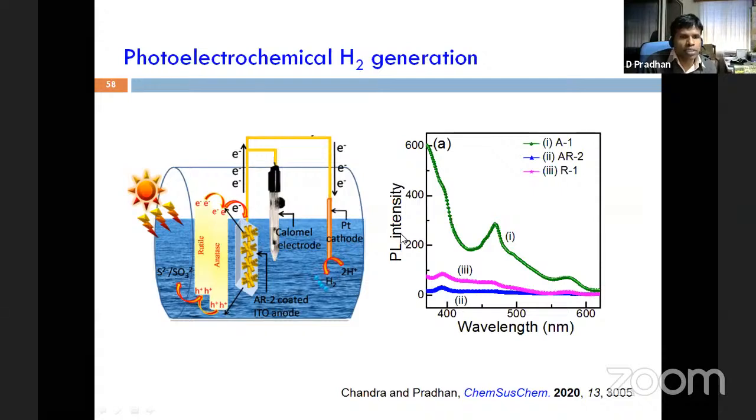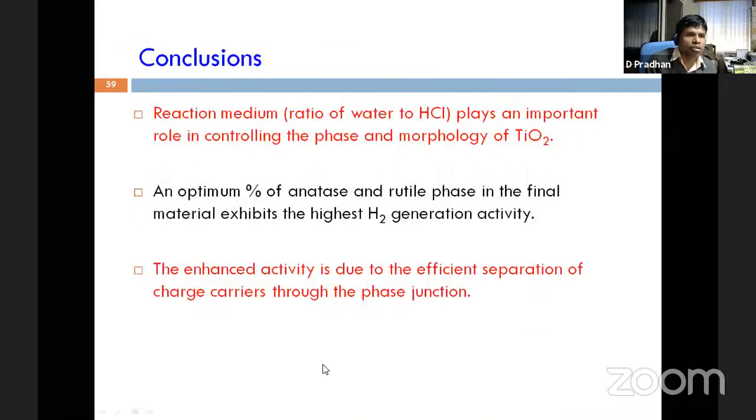PL spectra was again used to study the recombination effect. As we see, in the case of this blue curve, recombination is less because the luminescence intensity is less. We have also done carrier lifetime measurements, etc., that I have not covered here.